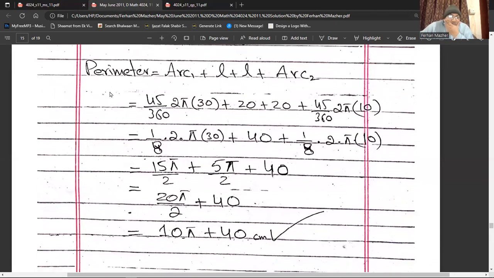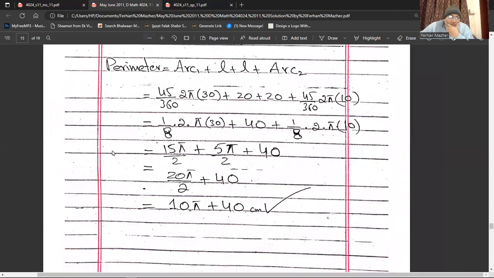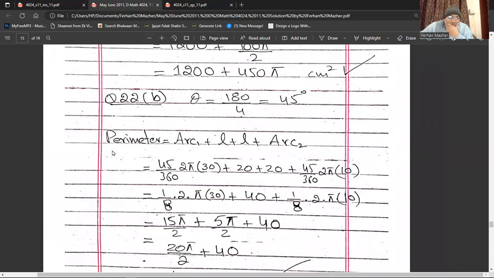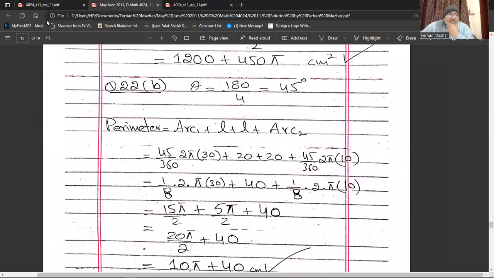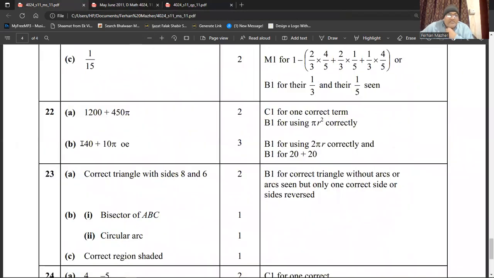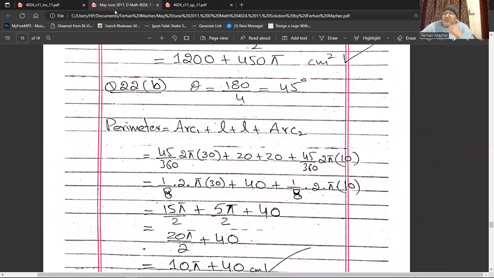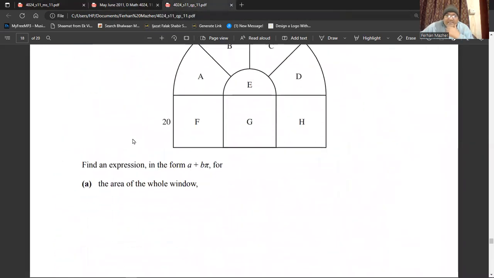So this is how this is done. 10 pi plus 40 is the right answer. This is how it is done. Hopefully you understand this technique.